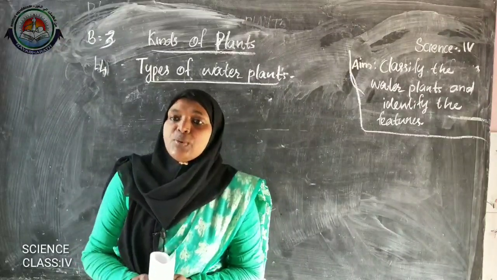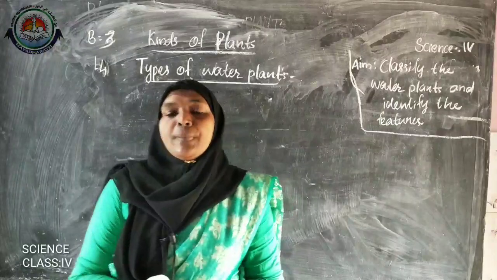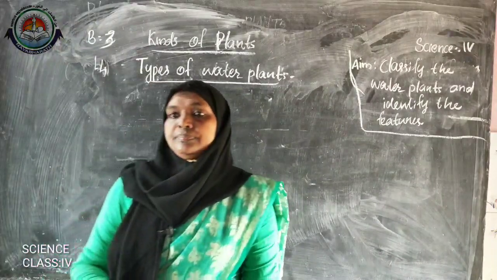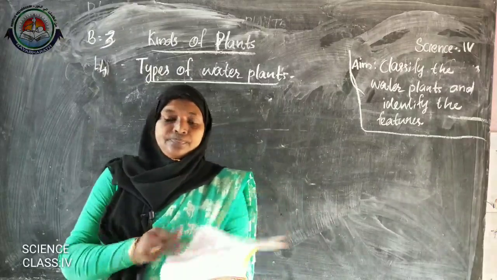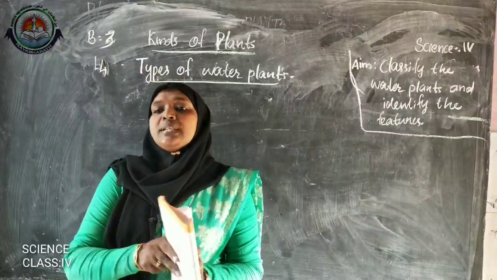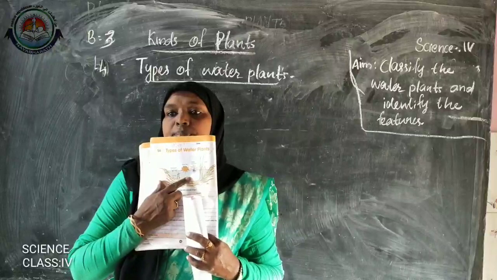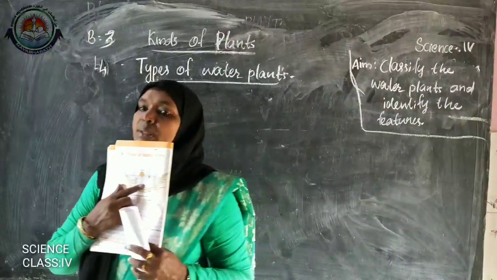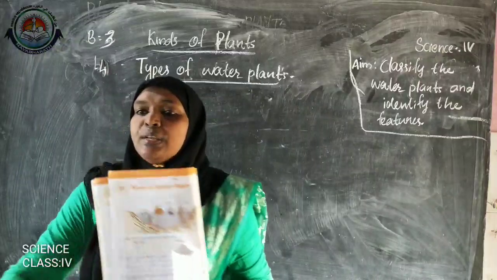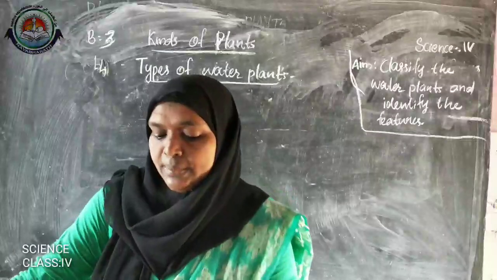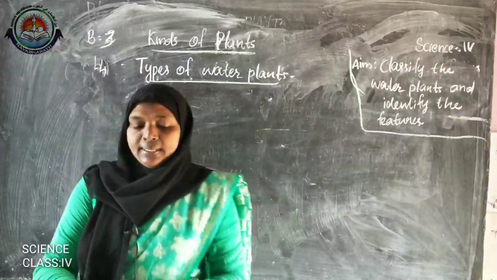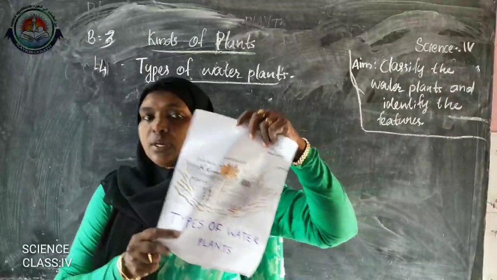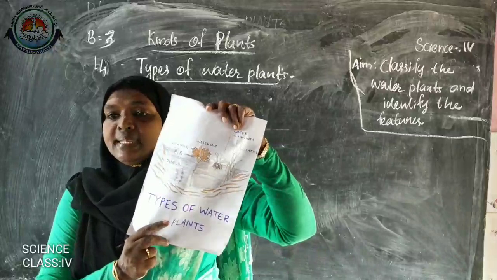Please take your workbook and open S4. Observe the diagram and sort the water plants in different ways. Can you see a diagram like this in your workbook? Okay. Check here.